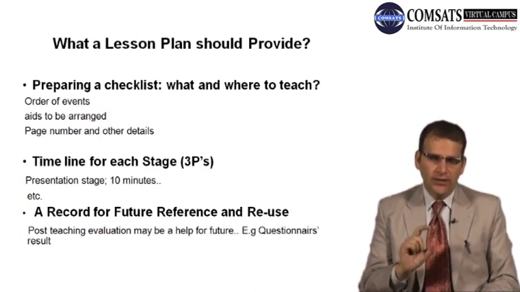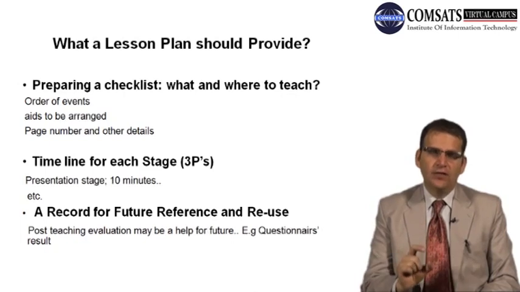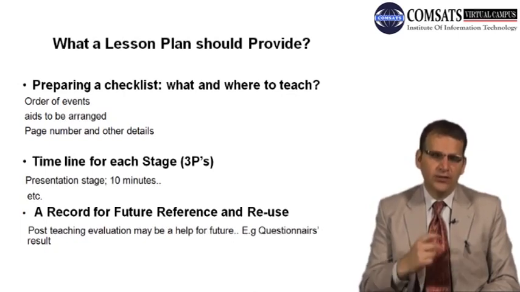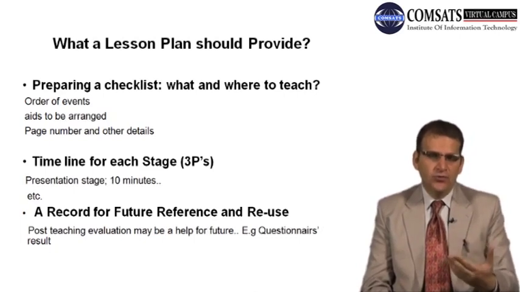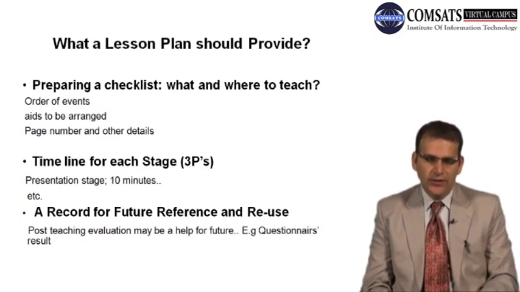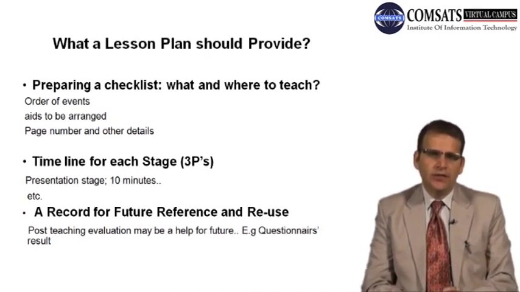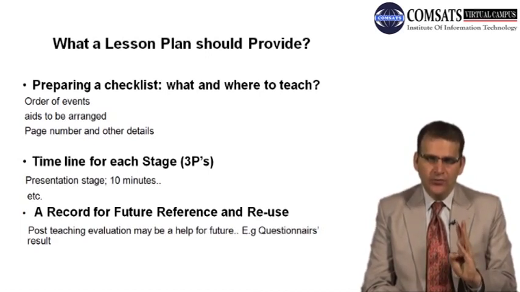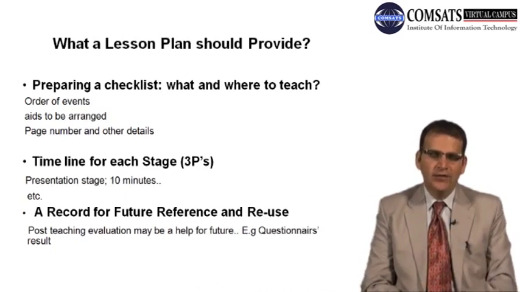It depends on the nature of the class you are having, the duration of the class, and the students you are teaching. All these factors you keep in mind while giving the timeline for these stages. So then, my dear students, the next point you must keep in mind is a record for future reference and reuse. Mind you, we are talking about what a lesson plan should provide. We talked about aims, then we talked about preparing a checklist, third the timeline, and the fourth point is a record for future reference. What is it in fact?